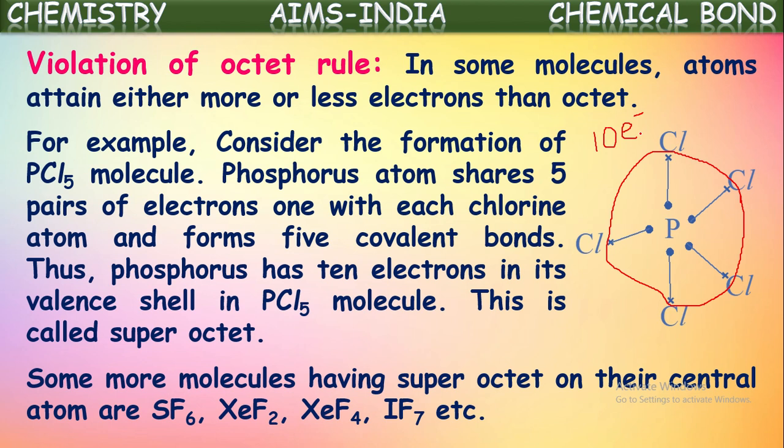Some more molecules are mentioned which have a superoctet on their central atom. If you see SF6, in a similar way to PCl5, sulfur has 6 valence electrons. It is sharing one pair of electrons each with 6 fluorine atoms. Thus, it forms 6 covalent bonds. So after the bond formation, the central atom sulfur gets a total of 12 electrons in its valence shell by sharing 6 pairs of electrons.